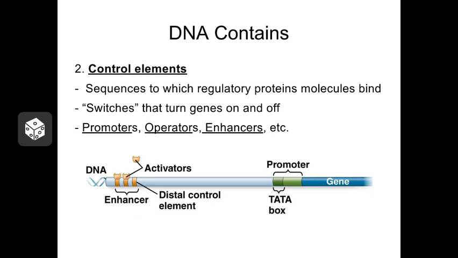For instance, in the last chapter, we learned about a little section called a promoter. The promoter provides an area for that enzyme, RNA polymerase, to grab onto the DNA and begin transcription. There are several different important types of control elements, including operators and enhancers and many others, and we'll discuss them as we get to them.